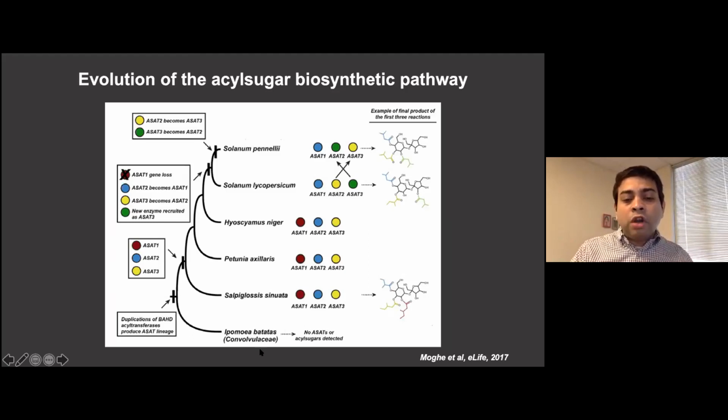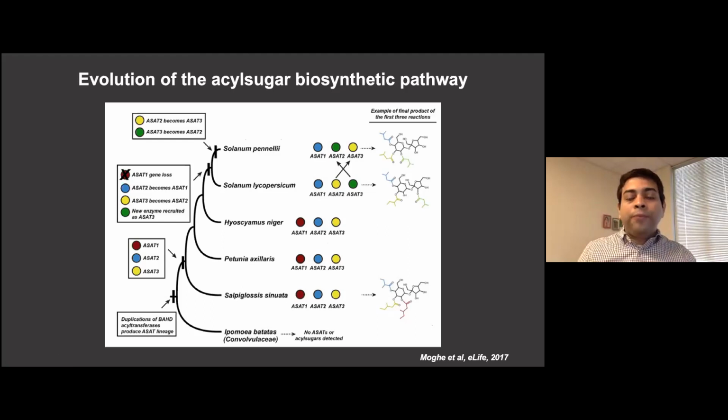This phenotype does not exist in Convolvulaceae, only in Solanaceae. So at this point, in most of the Solanaceae, you find orthologs of these 3 enzymes, ASAT1, 2, and 3. But only in the Solanum genus, the ASAT1 is completely absent. So the red ASAT1 is completely absent. Instead, what we found was that ASAT2 and ASAT3 have actually shifted their activities to become ASAT1 and ASAT2.